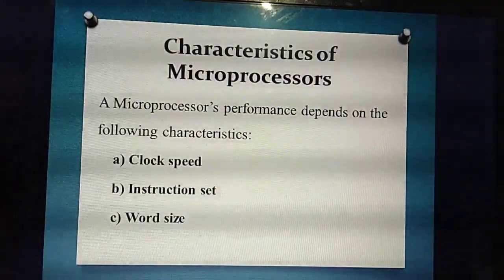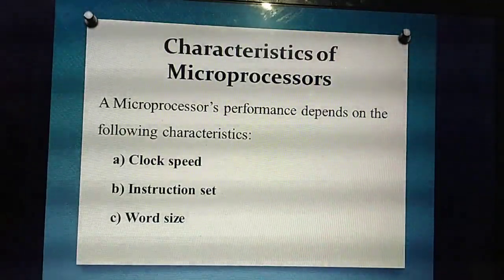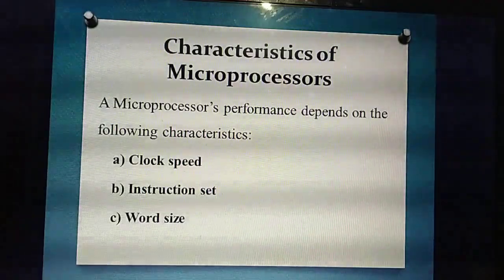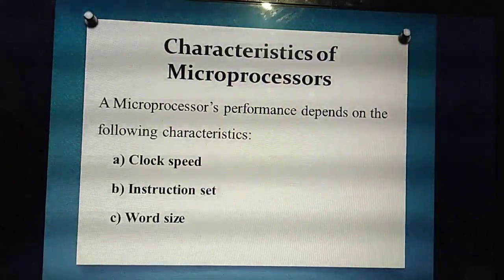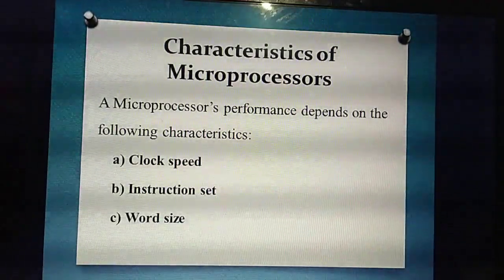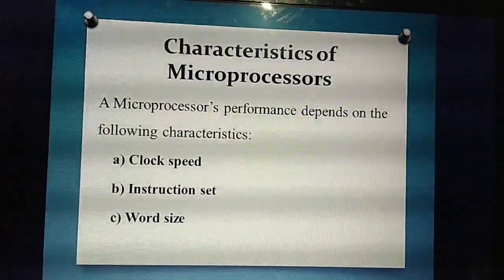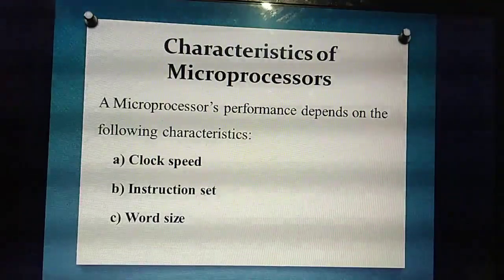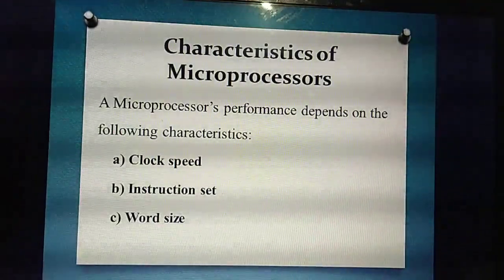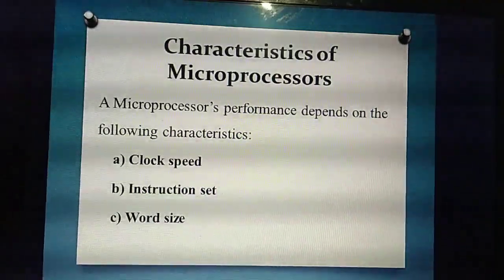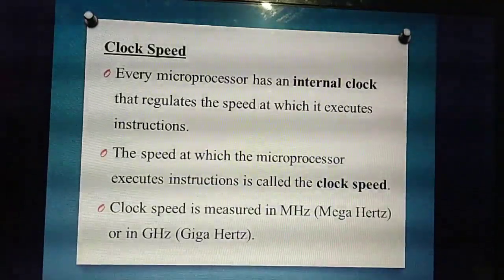Today we are going to study the characteristics of the microprocessor. The microprocessor depends mainly on three characteristics. How many characteristics? Three. What are they? Clock speed, instruction set and word size. What are the three characteristics? Clock speed, instruction set and word size. I have explained the first thing, clock speed.